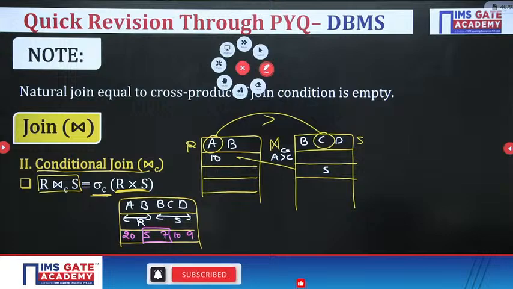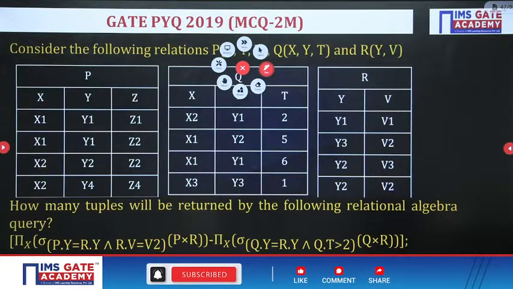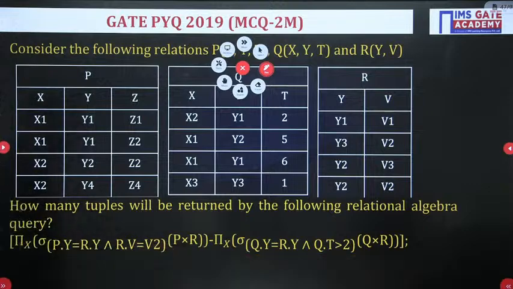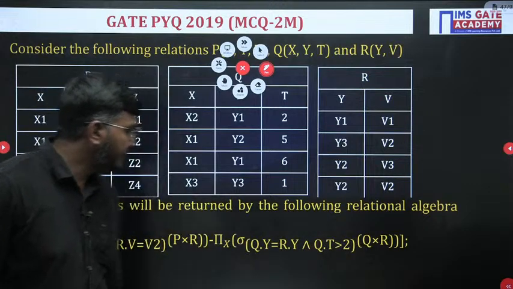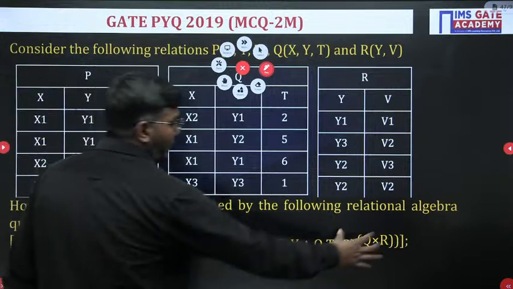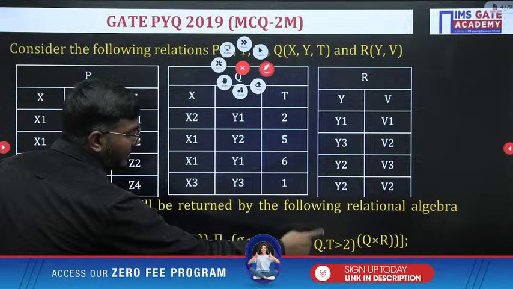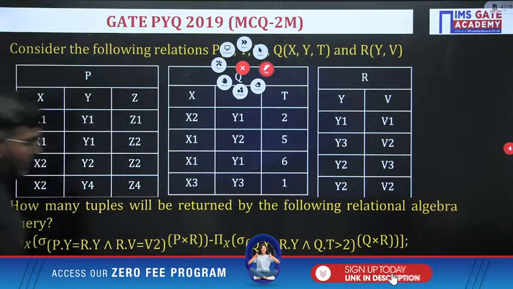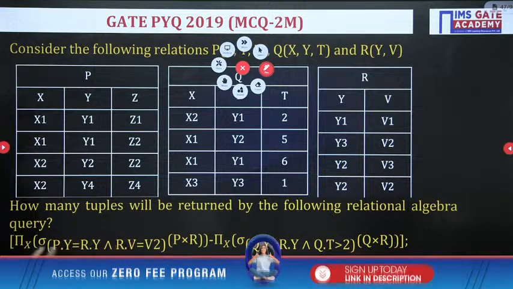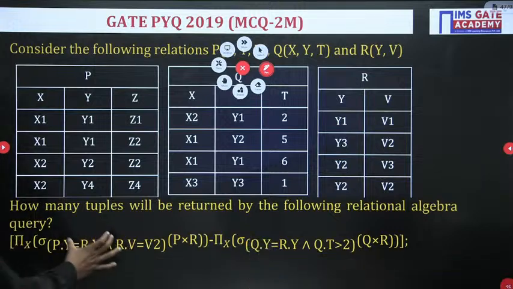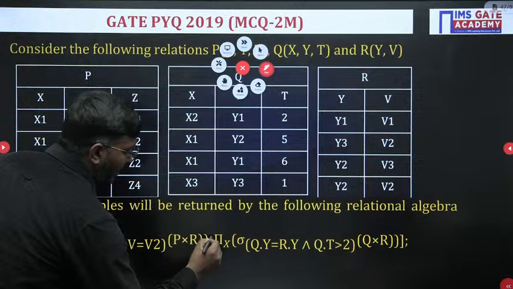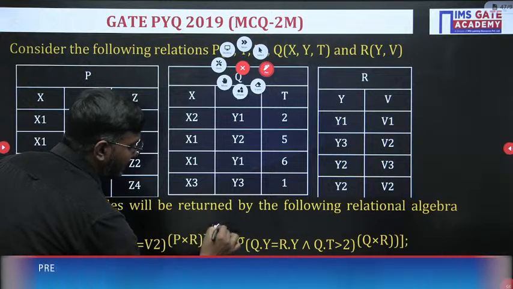Okay, now next is here. Just try to solve this question quickly. Based on this, first perform the cross product, then apply the condition, then from that result select the x value. Similarly, perform the cross product, then apply the condition, then select the x value, and between these two sets perform the set difference. Here it is a set difference.